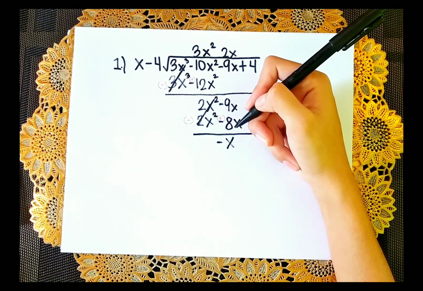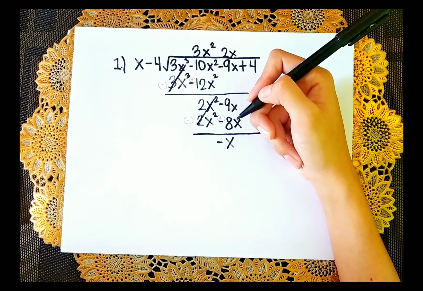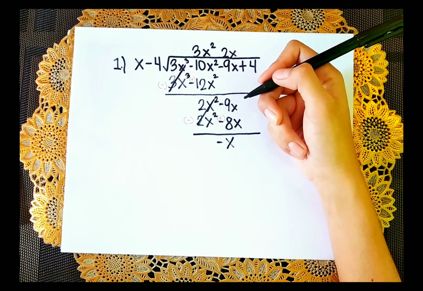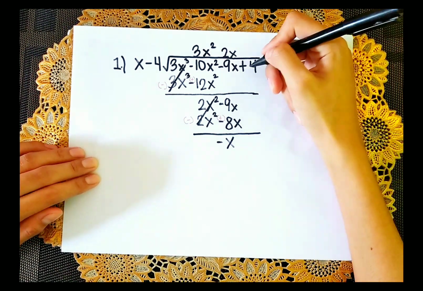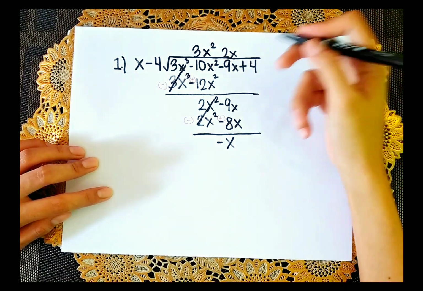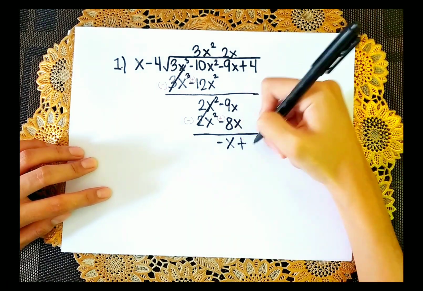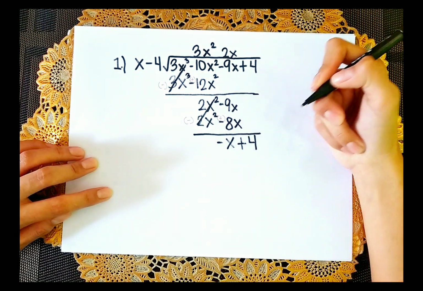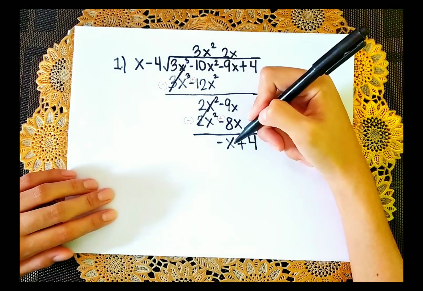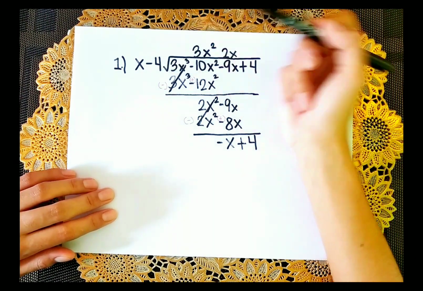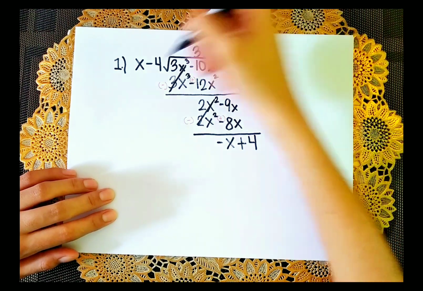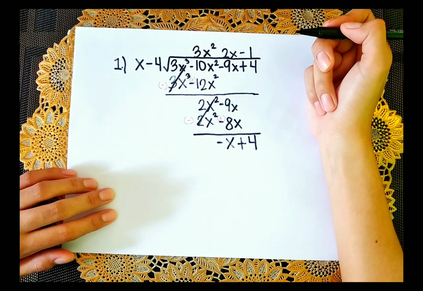Remember, if the numerical coefficient of a variable is 1, we do not have to write it. That's why we only have here negative x. Then we may bring down, we still have positive 4 here. Bring down positive 4 and proceed to division. Negative x divided by positive x, you will have negative 1. Then multiply negative 1, or this quotient, to the binomial given.